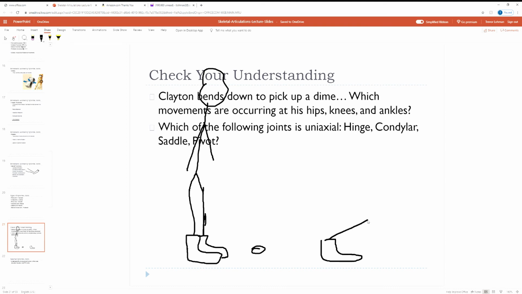your ankles are going to dorsiflex, your knees are going to flex, your hip is going to flex, and then you're going to reach down and you're going to, oh, you're still a little too short. Reach, there you go, fingers. So your hips flex, your knees flex, and your ankles plantar flex. And then when you stand up, your hips extend, your knee extends, and your ankle plantar flexes.